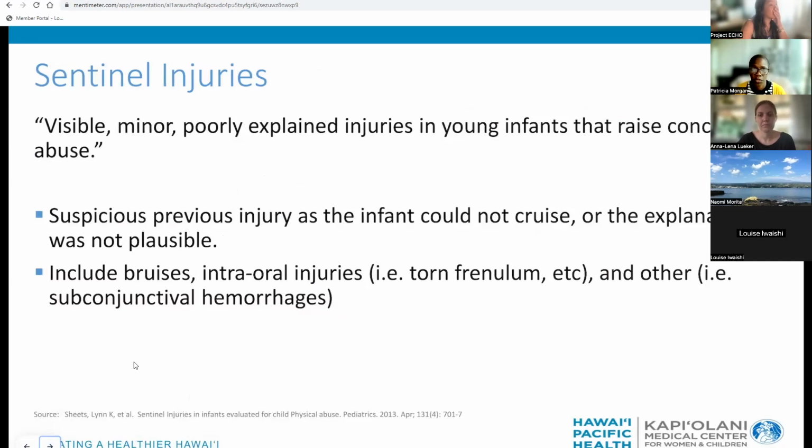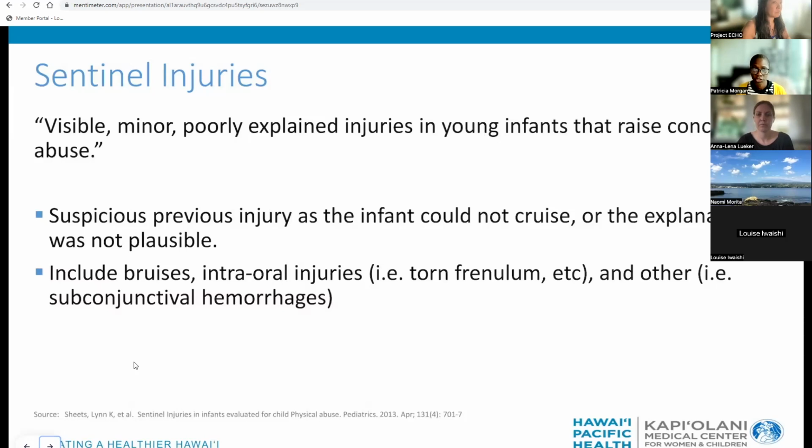So Dr. Sheets, she's a child abuse pediatrician, and now 10 years plus ago, she started doing some work on sentinel injuries. These injuries are described as visible, minor or small, poorly explained injuries in young infants that raise a concern for abuse. They have no other really good plausible explanation. But these injuries were showing up in kids who came in more severely injured or dead. When they went back and looked through medical records, there was documentation by medical providers of injuries that were sort of the precursor to worsening physical abuse.